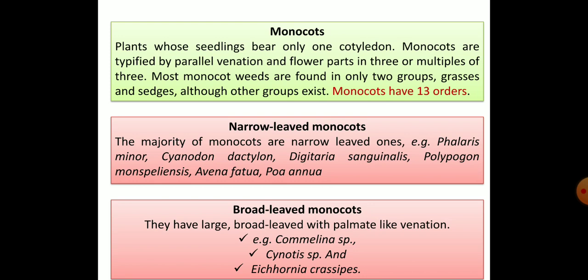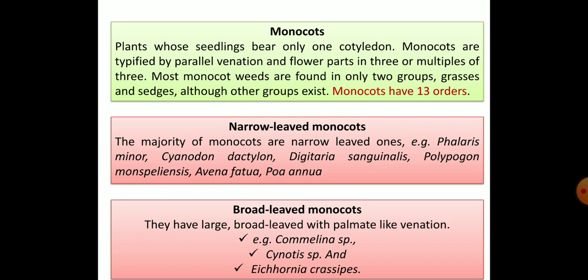तो सबसे पहले हम narrow-leaved monocots, जो कि कोई exception नहीं है कि ज़्यादातर जो monocots होते हैं, the majority of the monocots are narrow-leaved ones. So like Phalaris minor, Cynodon dactylon, Digitaria sanguinalis, Polypogon monspeliensis, then Avena fatua, Poa annua, and a number of weeds are there which belong to the grassy family. They all come under the narrow-leaved monocots.